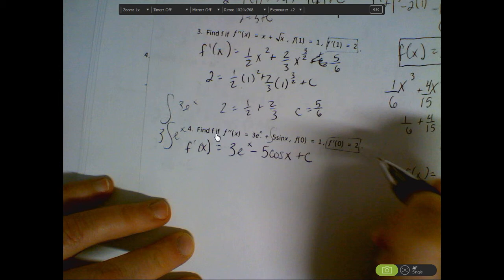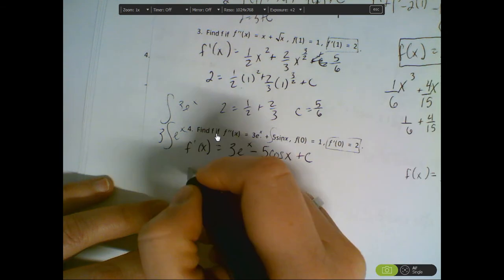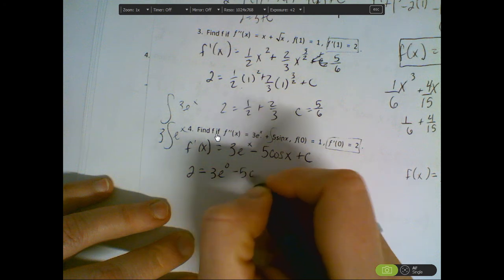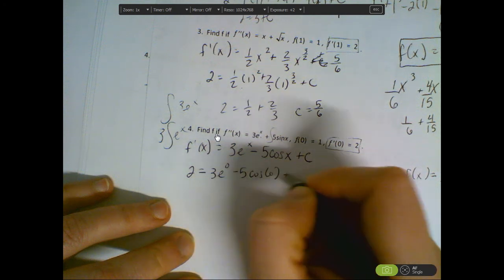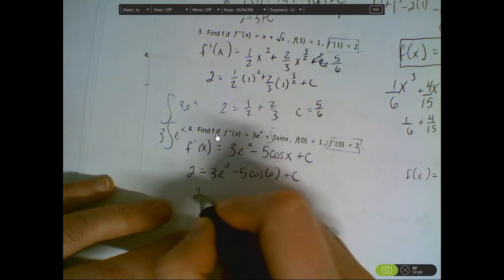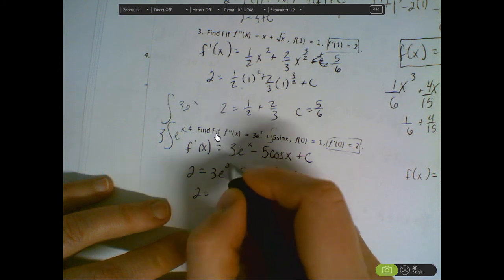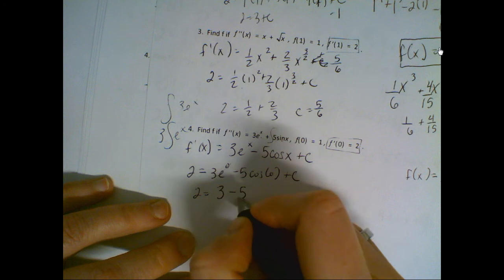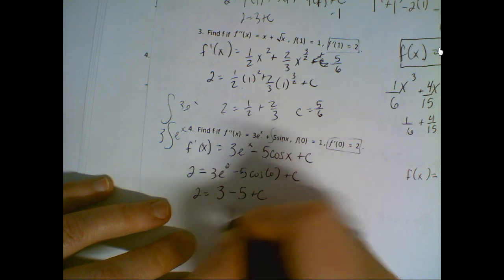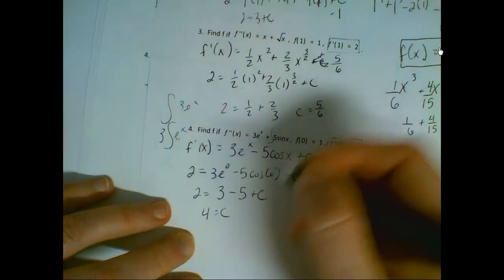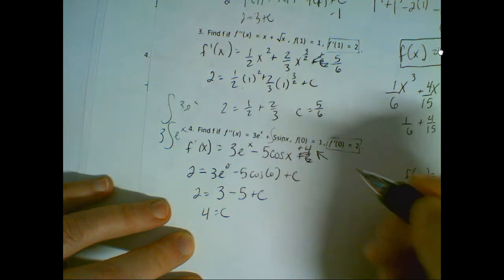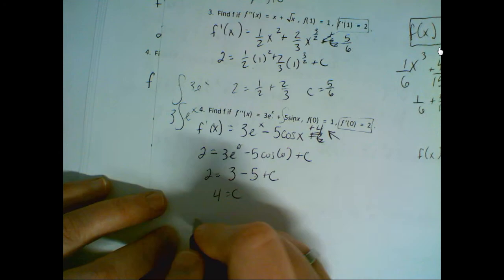Use this information, because the derivative at 0 is 2. Put in 2 for the derivative. 3 e to the 0 minus 5 cosine of 0 plus c. 3 e to the 0 is 3, because e to the 0 is 1. Cosine of 0 is 1, so that's minus 5. 3 minus 5 is negative 2. Add 2, and c is 4. So I'm going to replace this c with 4, and then I'm going to take the antiderivative of that to get f of x.